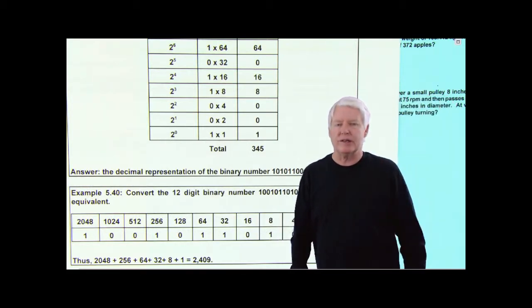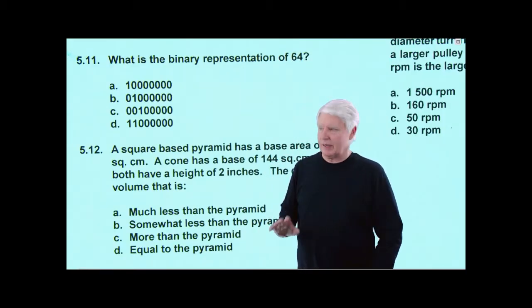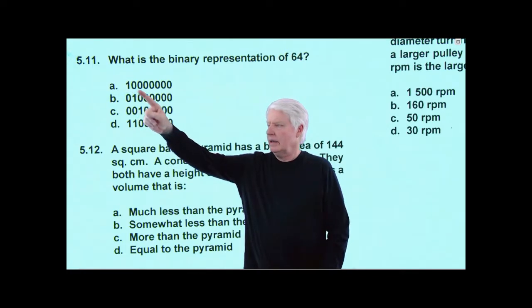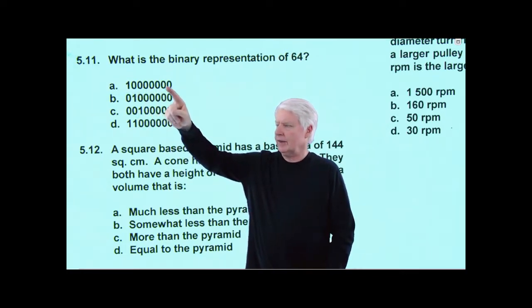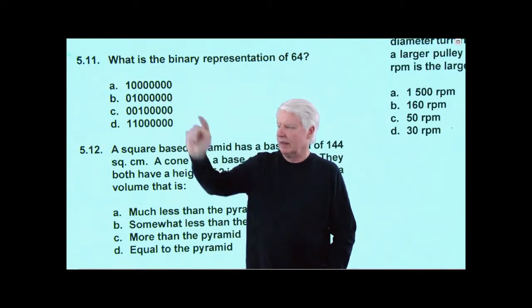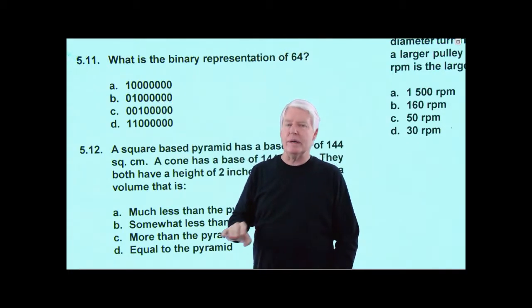So let's go back to the blue pages and make sure that's an option. So we know it's going to be 1 with 6 zeros behind it. 1, 2, 3, 4, 5, 6, 7. No. 1, 2, 3, 4, 5, 6. Yes, the correct answer is B.